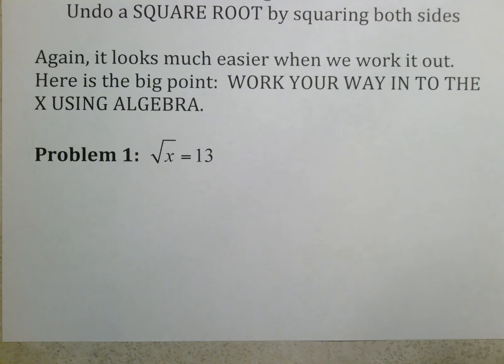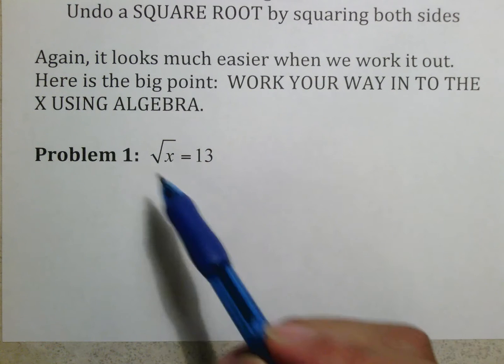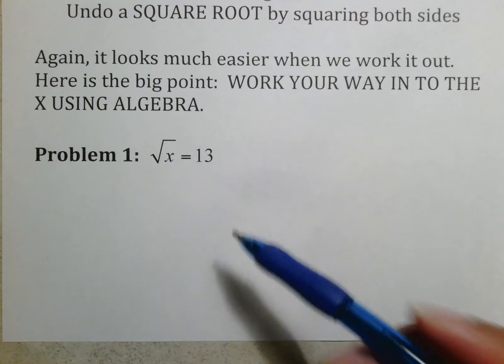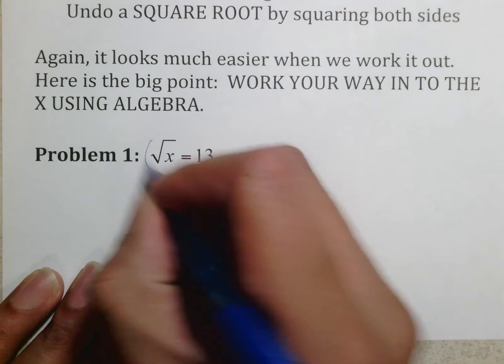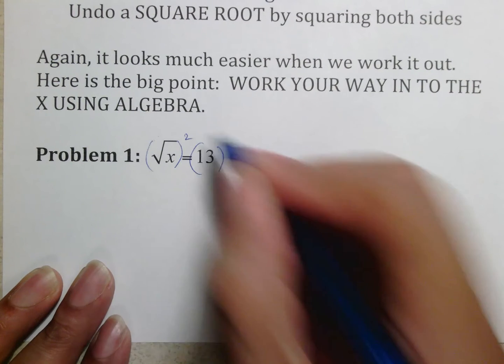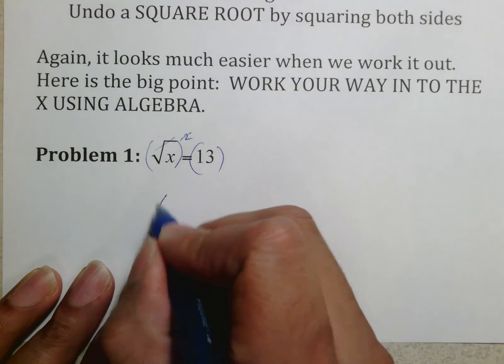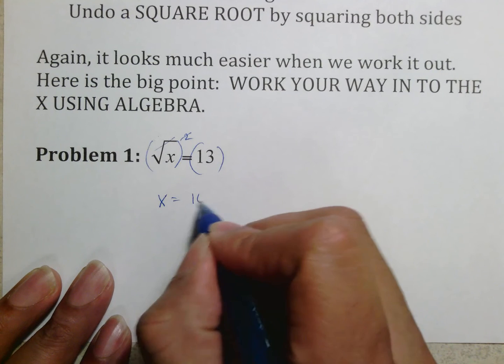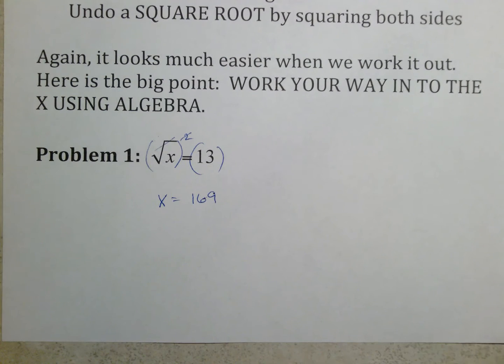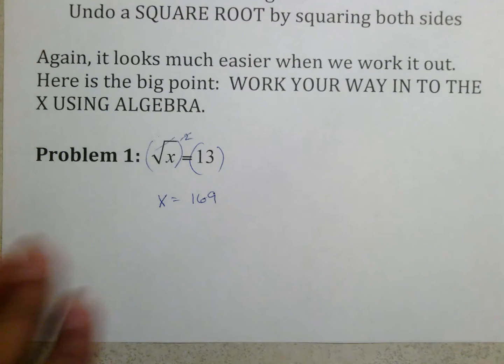And here's what we do. We have the square root of x equals 13. X is here, but there's a root on it, and the way we get rid of a root is we put parentheses around both sides and we square both sides. The square and the root go away, x comes down, and 13 squared is 169. That is all you have to do to get rid of a root there. So with that said, let's look at some more.